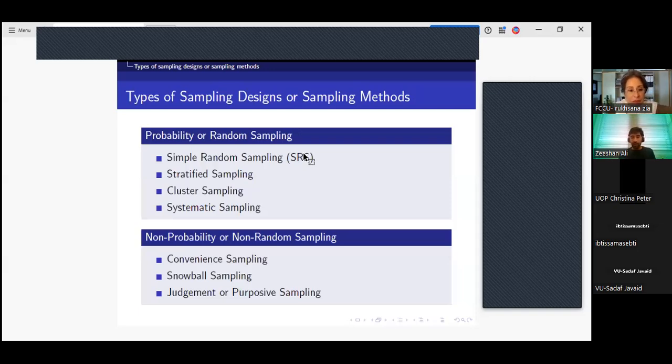We have to be very careful when we pick one of the sampling methods, because if we pick a wrong sampling design, we probably end up with dubious inferences, and at the end of the day, we have wasted our money, time and energy. So we should be very careful about that. The non-probability designs are usually and mostly used in qualitative research, so I'm not going into detail of them.